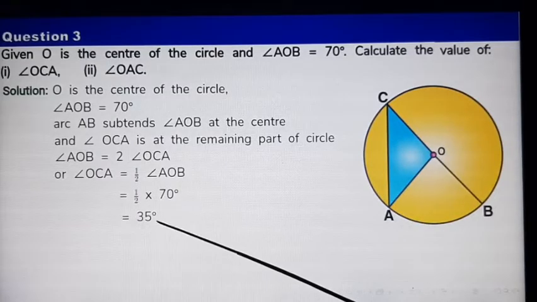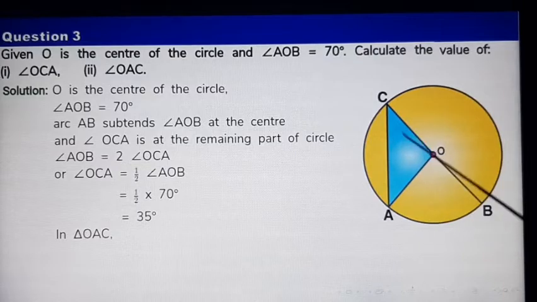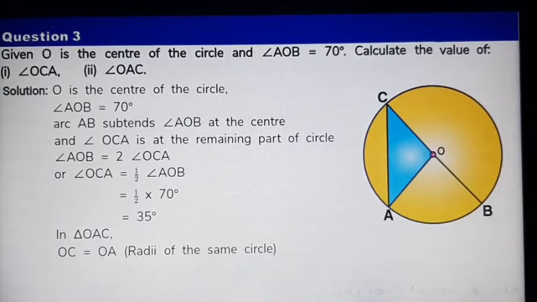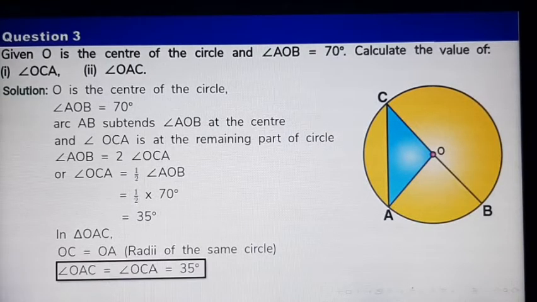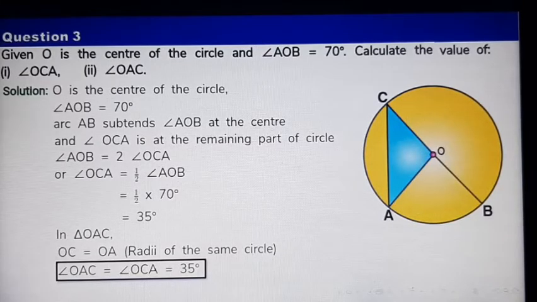That means my angle OCA is 35 degrees. Alright, now for the second case, that is OAC, let us see this blue colored triangle. We know that these two are radii, right? So they will be equal to each other. Now if these two sides are equal, then definitely this is an isosceles triangle. That means this angle and this angle will be equal. So OAC and OCA, these two angles, are equal, and this will be equal to 35 degrees, which we have already found out. So pause the video to note down.